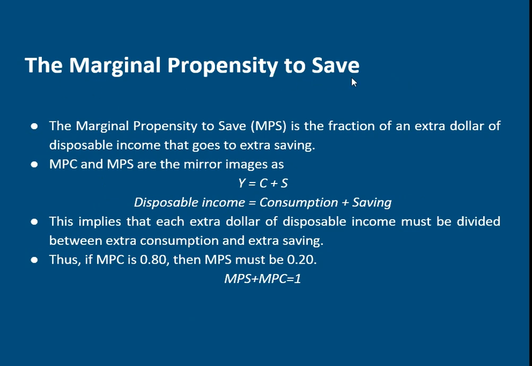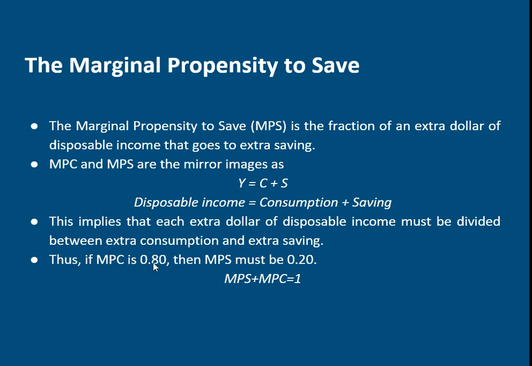The next one is marginal propensity to save. It shows how much we are able to save when there is an extra increase in our disposable income. Basically, MPS and MPC are mirror images of each other. As Y equals C plus S, we have only two options. Either we consume our income or we save our income. There is no other choice. So that's why disposable income is divided into these two components, consumption and saving. This implies that an extra dollar of disposable income must be divided between extra consumption and saving.